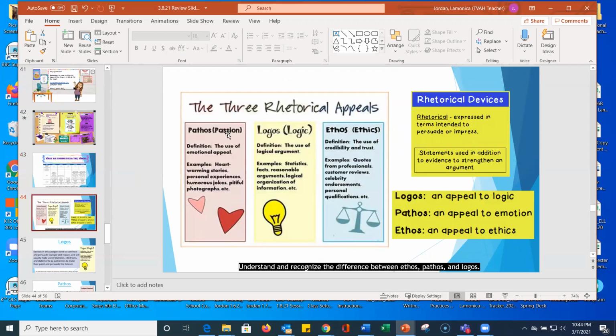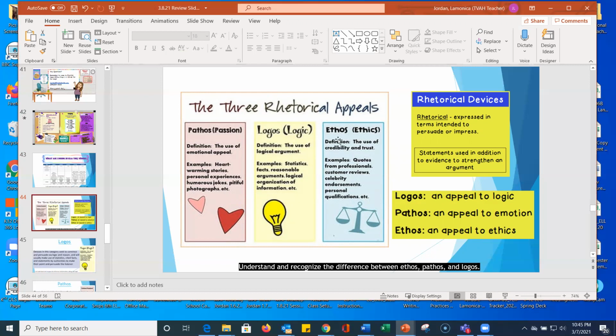The three rhetorical appeals. Pathos. The definition of pathos, it's like passion. Think of a heart. It's how you feel, the use of emotional appeal. Examples: heartwarming stories, personal experiences, humorous jokes, or pitiful photographs. Logos, logic. Think of Dr. Spock. The definition is the use of logical argument. Examples: statistics, facts, reasonable arguments, logical organization of information, etc. Give me just the facts.